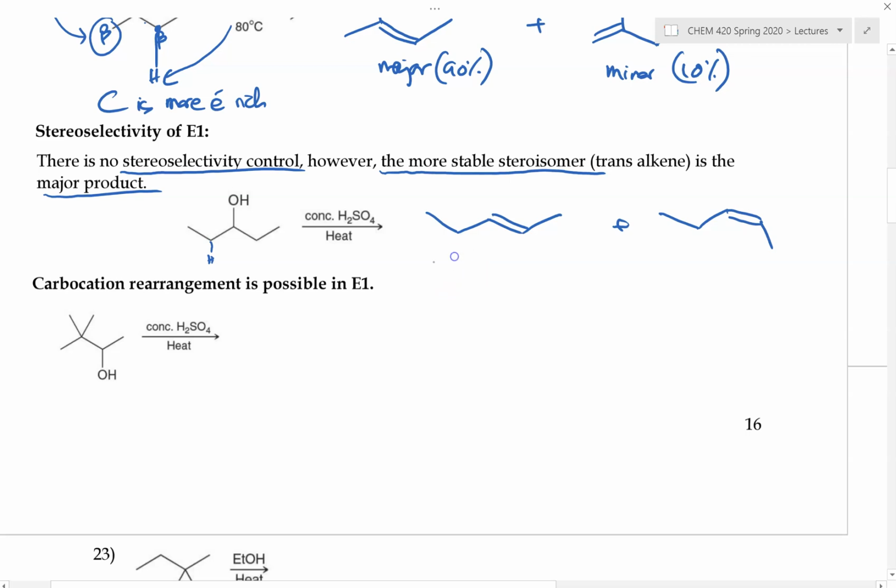Well, in this case, we would not be using the word cis or trans, and that is not relevant here. But in this case, these two bulky groups right here are on different sides of the double bond. So this would then be the E product, and this would then be the major product because it is more stable.